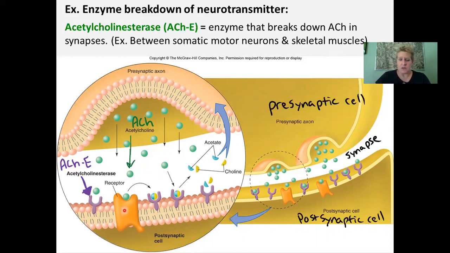Now, it says this is between a somatic motor neuron and skeletal muscle. So this must be a nicotinic cholinergic receptor for acetylcholine, and that will open up sodium channels and stimulate the muscle cells. Now, unless you want your muscle cells to keep contracting, you need acetylcholinesterase to grab that acetylcholine and break it down into its components of acetate and choline so it stops stimulating the muscle cells.